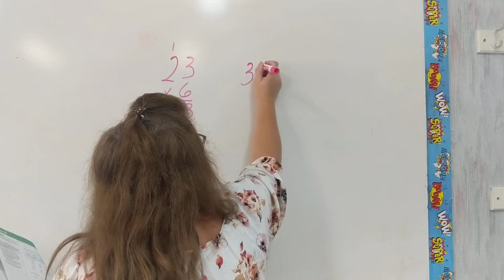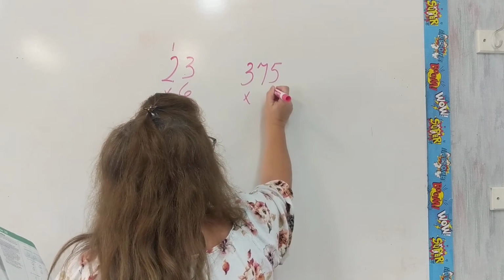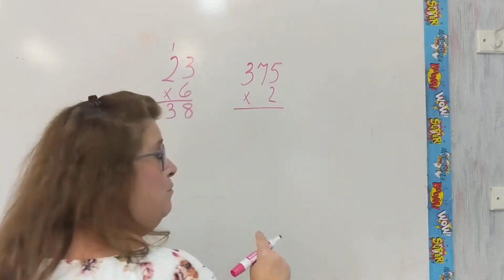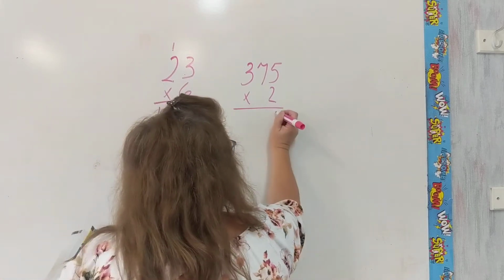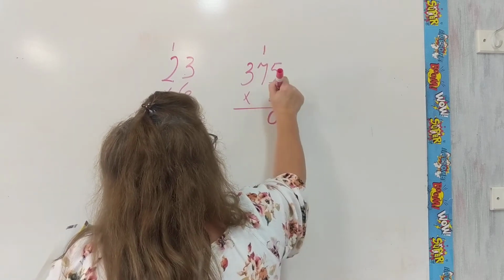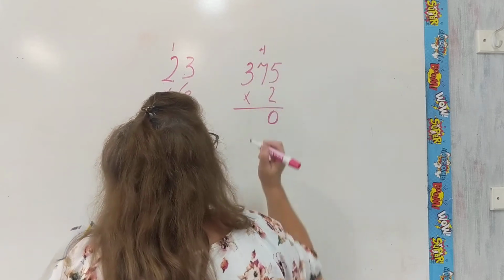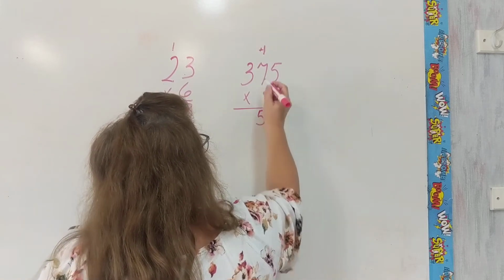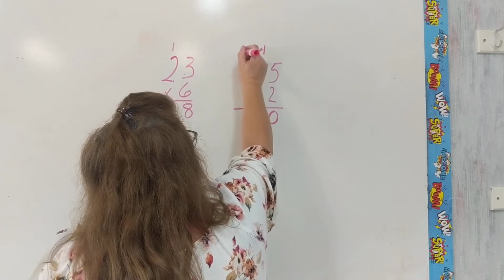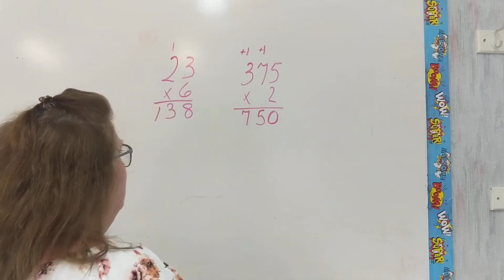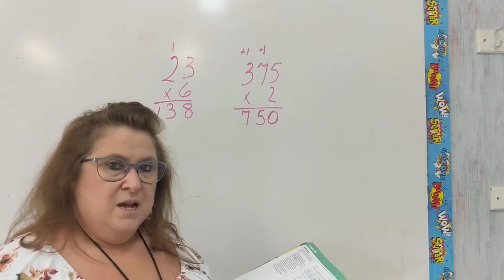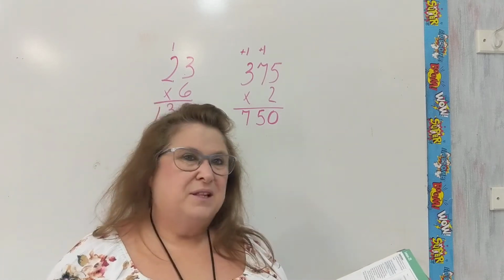If we have 375 times 2, we say 5 times 2 equals 10. So of course we can only write one digit in our ones place. So we put our 0 in the ones place. We carry our 1 to the tens place. 7 times 2 is 14, plus our 1 we carried is 15. We put 5 down. We carry our 1 to the hundreds place. 3 times 2 is 6, plus the 1 we carried is 7. So our product is 750, okay?